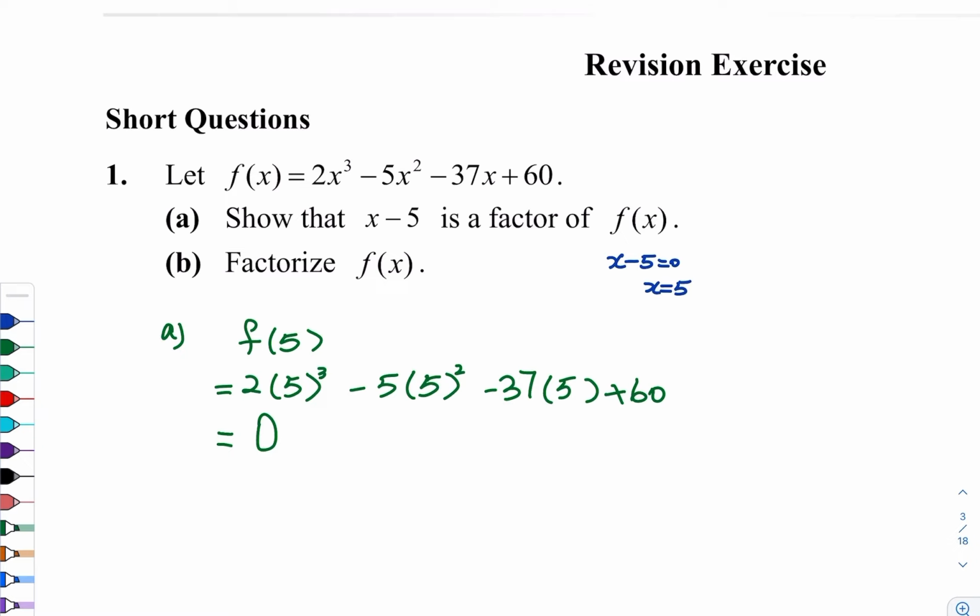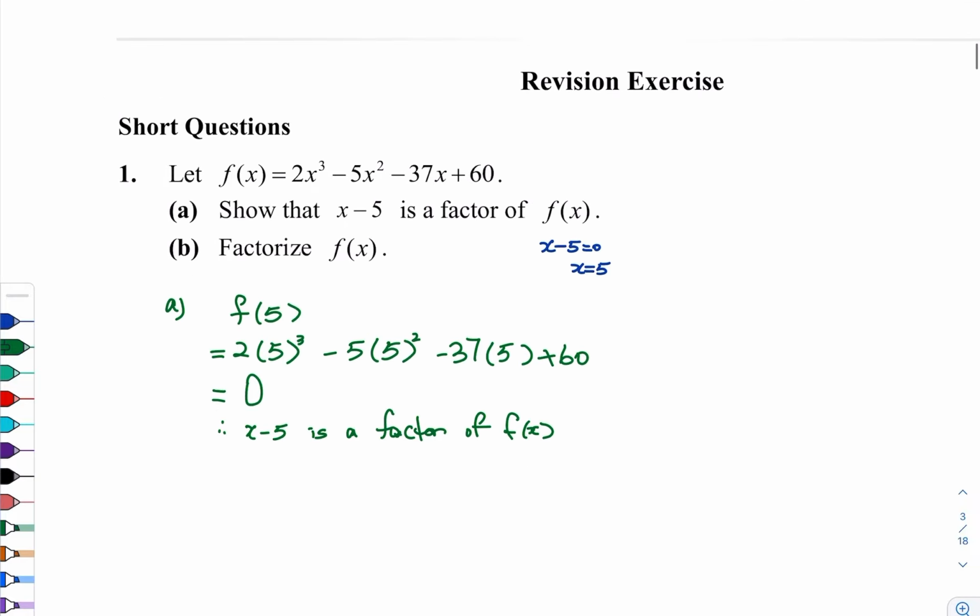What if you don't get 0? That means you did something wrong, because the question asks you to show that. That means you have to prove that this is a factor. You may see wordings like show that or prove, and then you will have to find out it's 0. If the question gives you 'is x minus 5 a factor of f(x)?', that means it's not a must that it's a factor. Then you will have to calculate it nicely and see what the answer is. Now that it's 0 remainder, we can say x minus 5 is a factor of f(x).